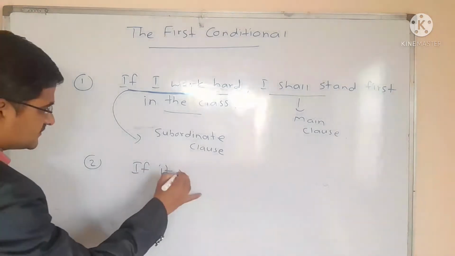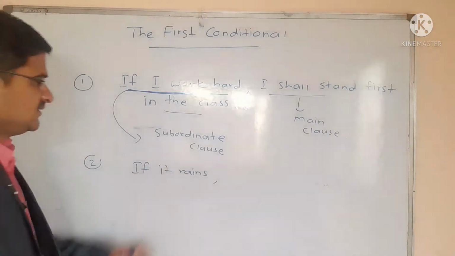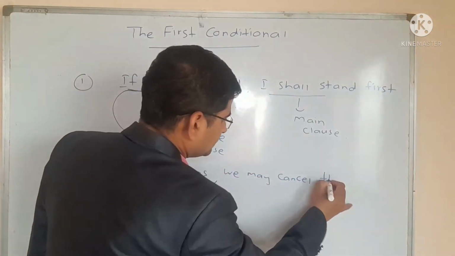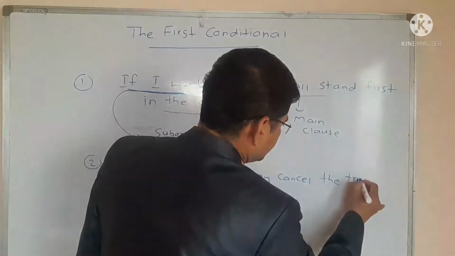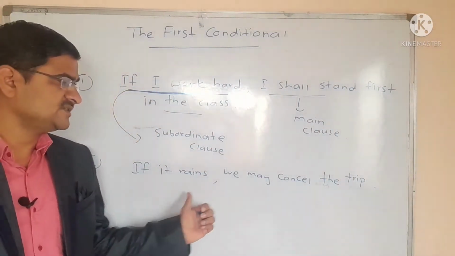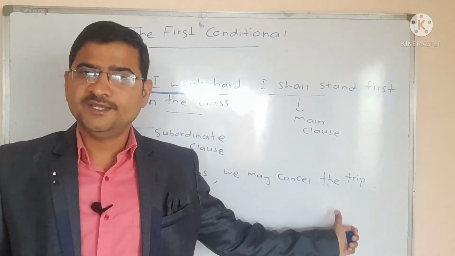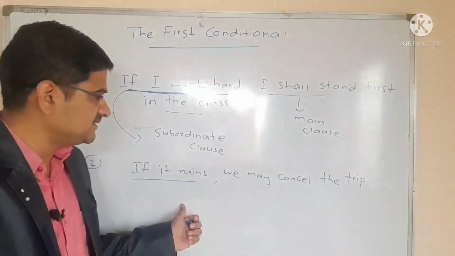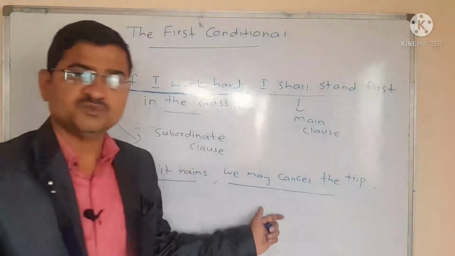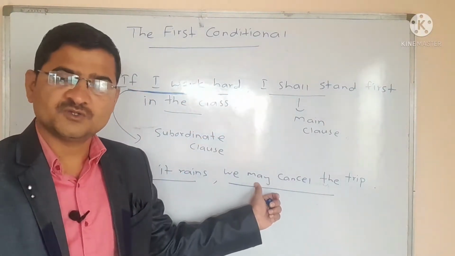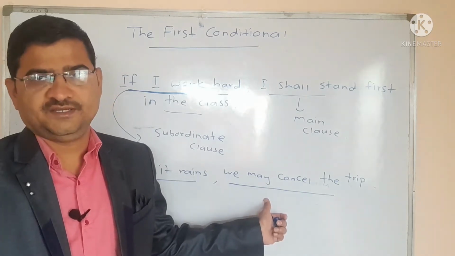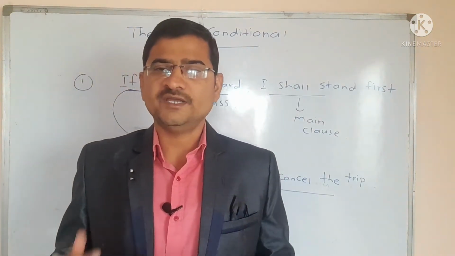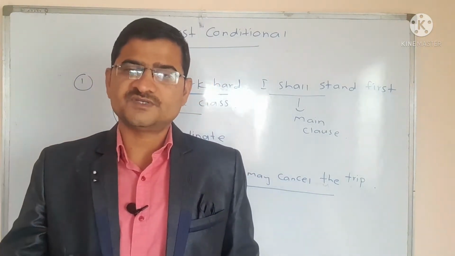If it rains, we may cancel the trip. Here in the subordinate clause we have made use of simple present tense, and in the main clause we have used a modal auxiliary. That modal auxiliary is "may". Try to understand the proper usage of the first conditional. Many a time when we communicate in English we have to use the first conditional.